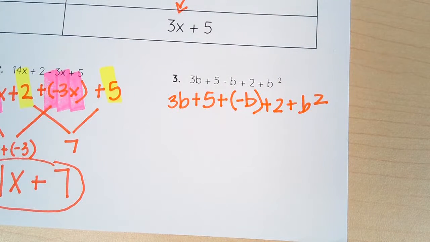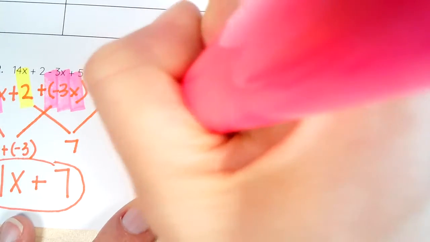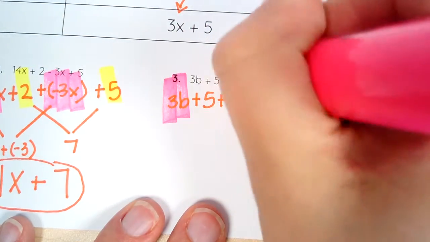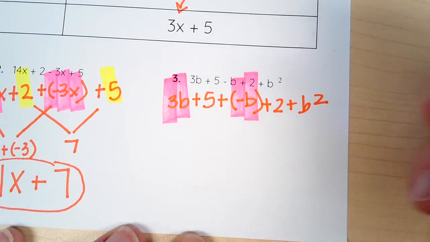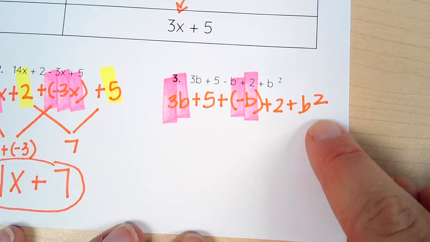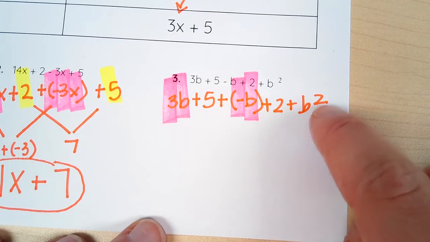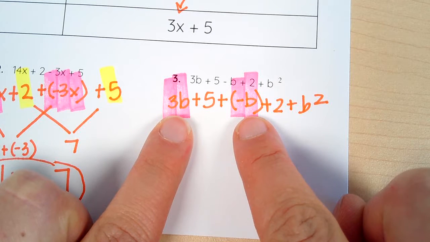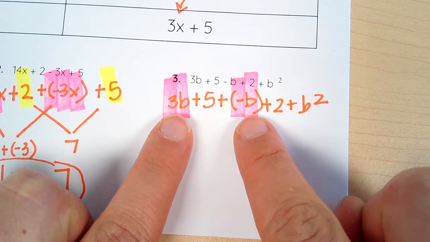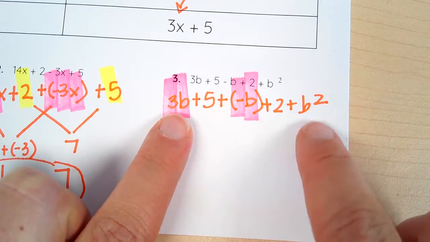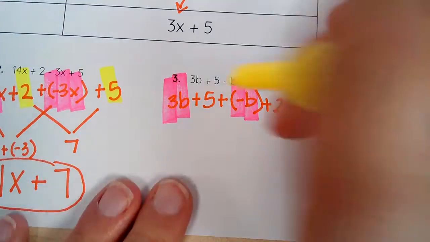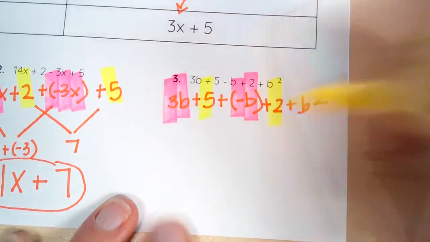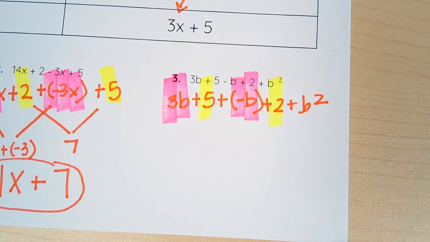Now again, I need to find my like terms. What are my like terms here? Well, 3b and negative b are like terms. B squared does not fall into that category because it has that exponent. Here we just have b, no exponent, so we cannot combine that b squared with it. We do have 2 constants though. So let's get to combining.